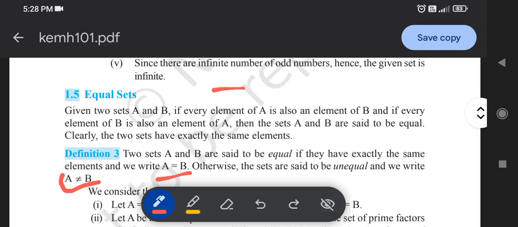Again, two sets A and B are said to be equal if they have exactly the same elements, and we write A is equal to B. Otherwise, the sets are said to be unequal, and we write A not equal to B.